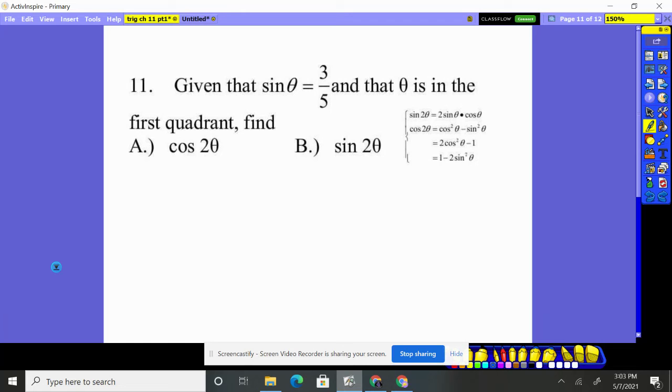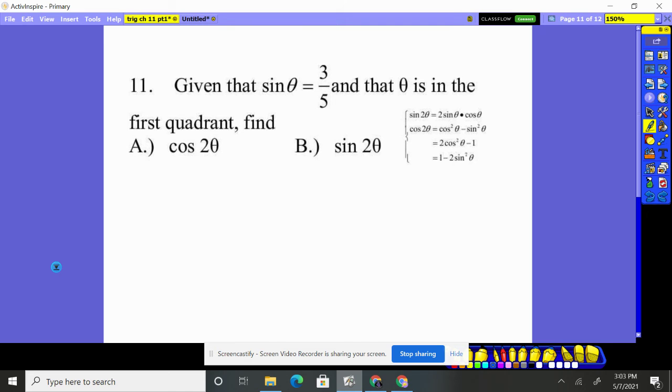Number 11, given that the sine of theta is 3/5 and that theta is in the first quadrant, find the cosine of 2 theta and find the sine of 2 theta. So this is just a double angle problem. And I put the formulas right there for you. I will give those to you. I'm not expecting you to memorize them.